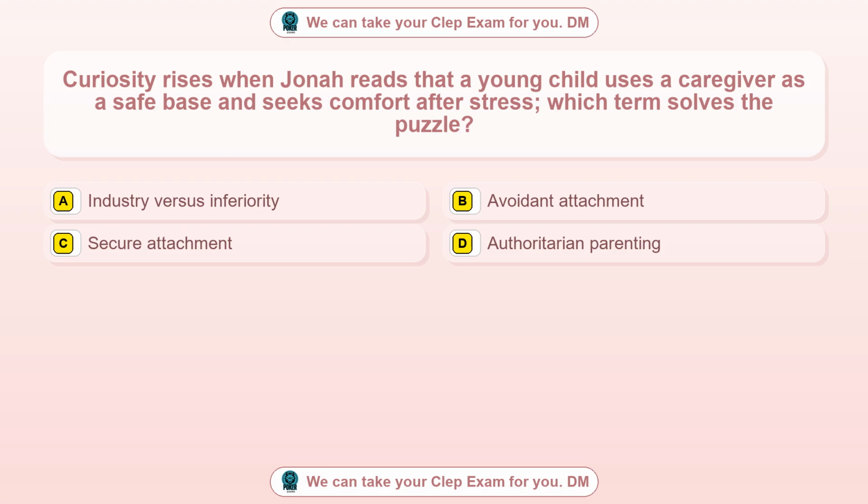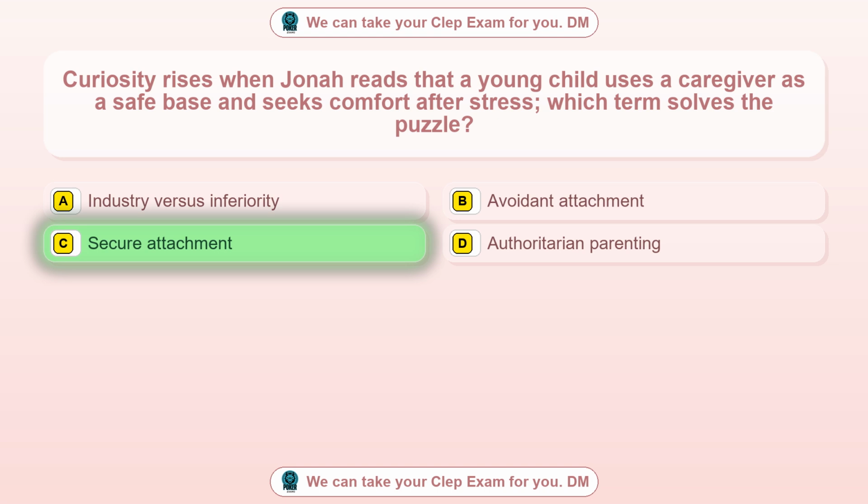Question 84. Curiosity rises when Jonah reads that a young child uses a caregiver as a safe base and seeks comfort after stress. Which term solves the puzzle? Option A, industry versus inferiority. Option B, avoidant attachment. Option C, secure attachment. Option D, authoritarian parenting. The correct answer is option C.